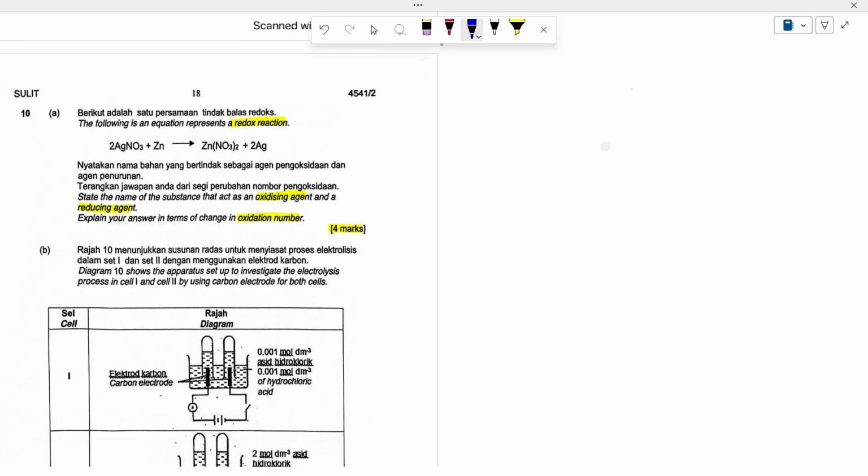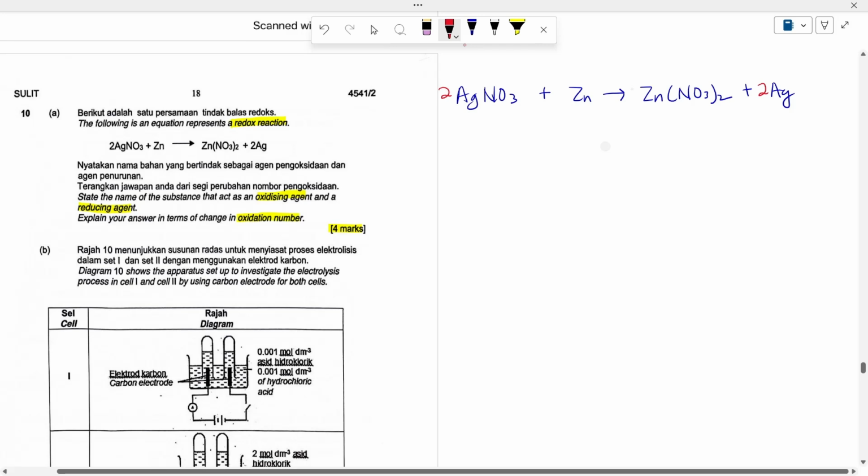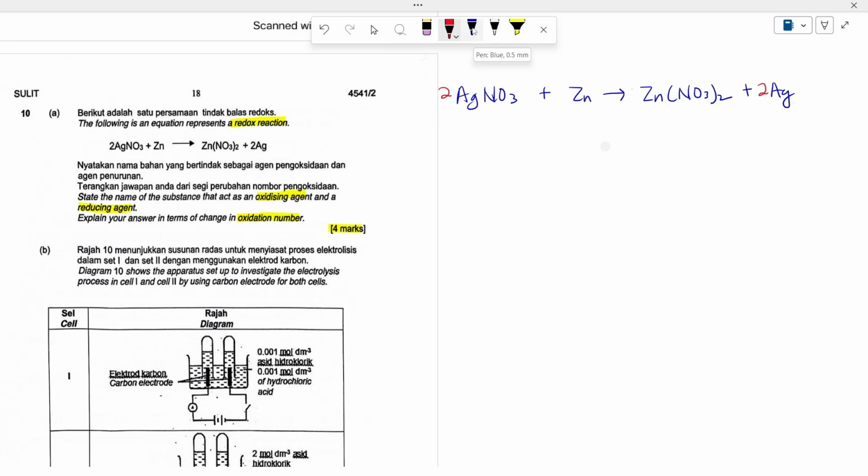Let's look into this question again. Let me rewrite the equation. Silver nitrate reacts with zinc, so silver is displaced and it forms zinc nitrate, and then silver is displaced. It's not balanced, so this one times 2, this one times 2. Now we can determine the oxidation and reduction based on the oxidation number.